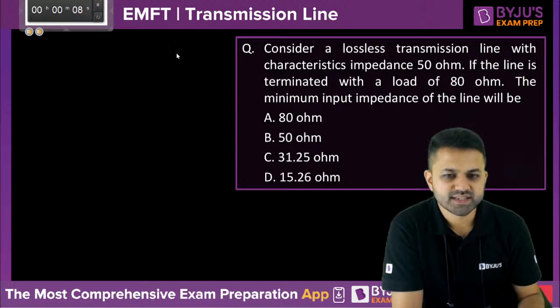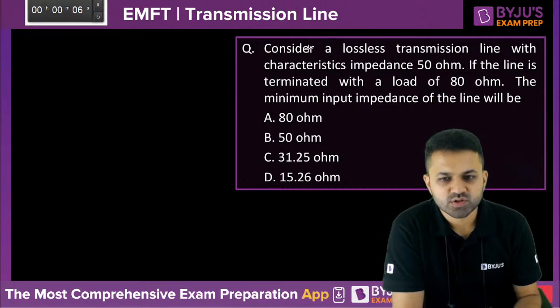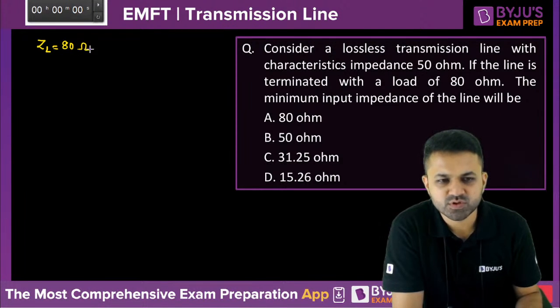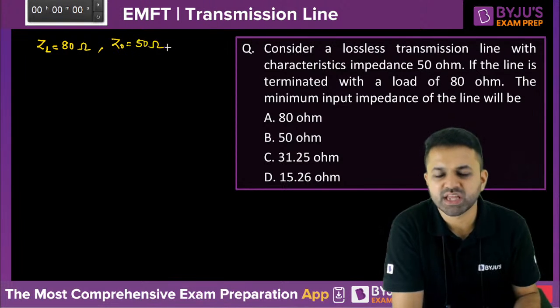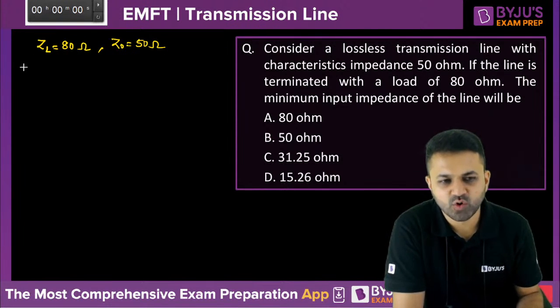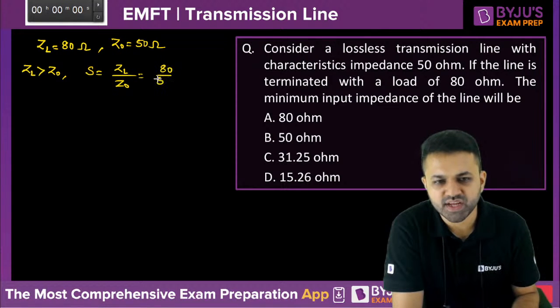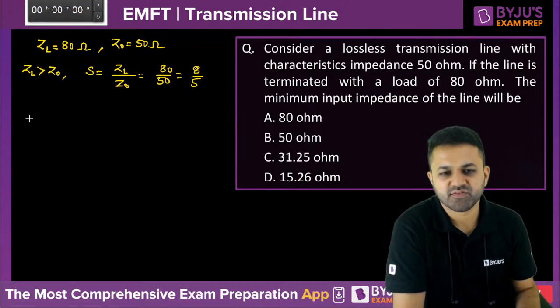Okay, so let's start discussing the problem. As you can see, the load resistance is given as 80 ohms. So this is a pure resistive element, and the characteristic impedance is 50 ohms. Both are purely resistive, and if the load is purely resistive and greater than Z0, then we can directly calculate the standing wave ratio by ZL upon Z0. So this will be 80 upon 50, that is 8 by 5. That is your standing wave ratio.